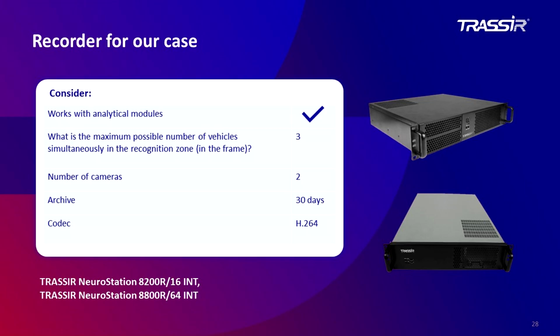Based on the task, we need to take into account the number of cameras, the maximum number of vehicles, and the archive time. Another important point: we need not just an NVR. We need an NVR that will support AutoTRASSIR neural network analytics. Suitable for our case, TRASSIR Neurostation 8220R and TRASSIR Neurostation 8820R.